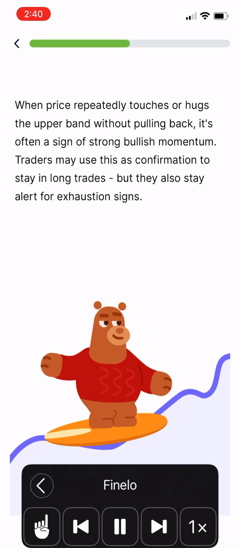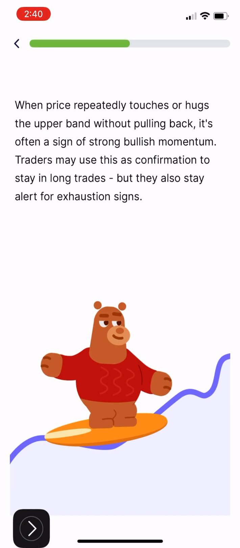When price repeatedly touches or hugs the upper band without pulling back, it's often a sign of strong bullish momentum. Traders may use this as confirmation to stay in long trades, but they also stay alert for exhaustion signs.